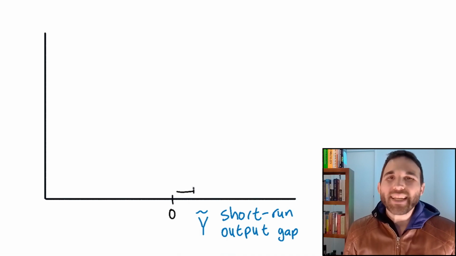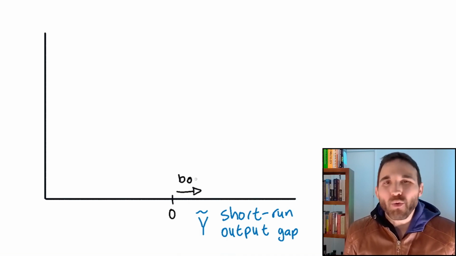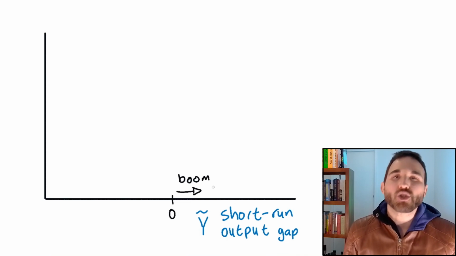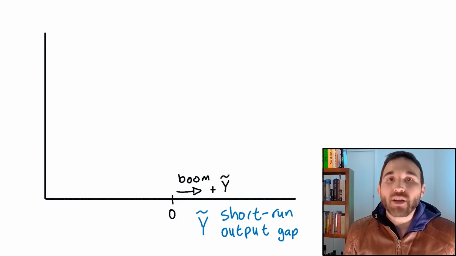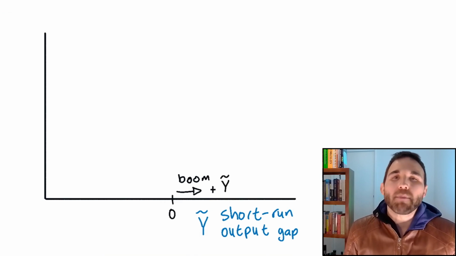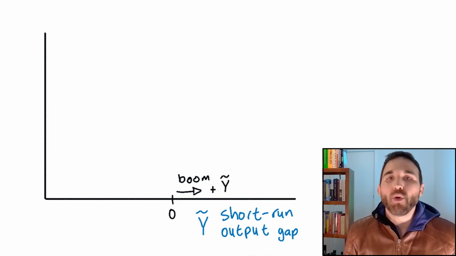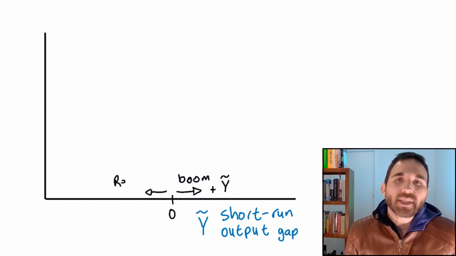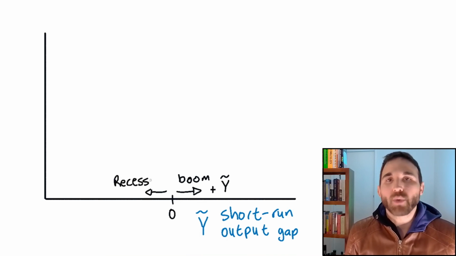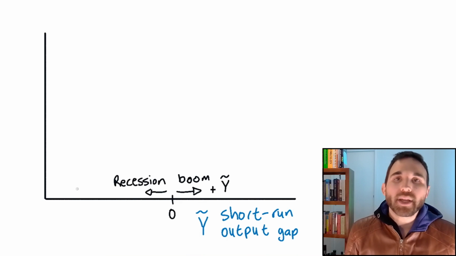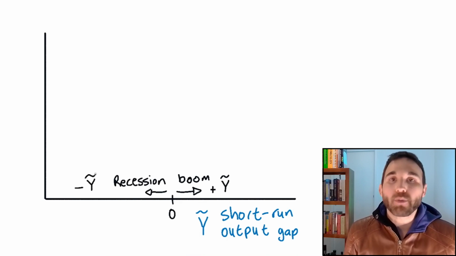On the right-hand side of this 0 point, we have a boom. We're overusing resources, we're stretching our resources. We're essentially overusing machinery instead of giving it downtime for maintenance, and we're also hiring more workers. So we're in a boom phase. And the opposite can be said. On the negative side of the 0, we have a recession. We're underutilizing resources. Workers that could be working, aren't, and machinery that could be doing something isn't. So that is the short run output gap, also referred to as Y tilde.